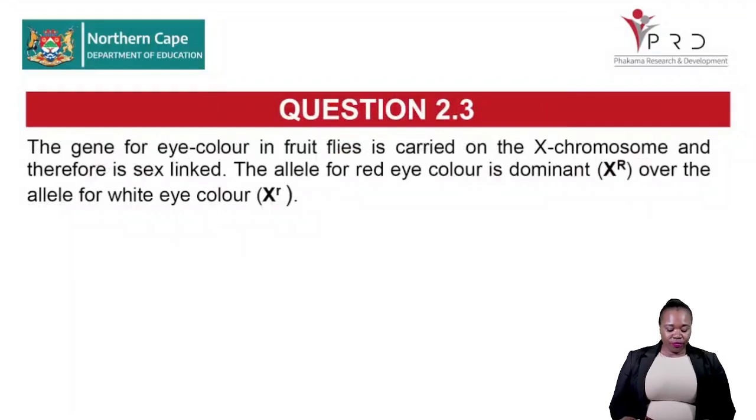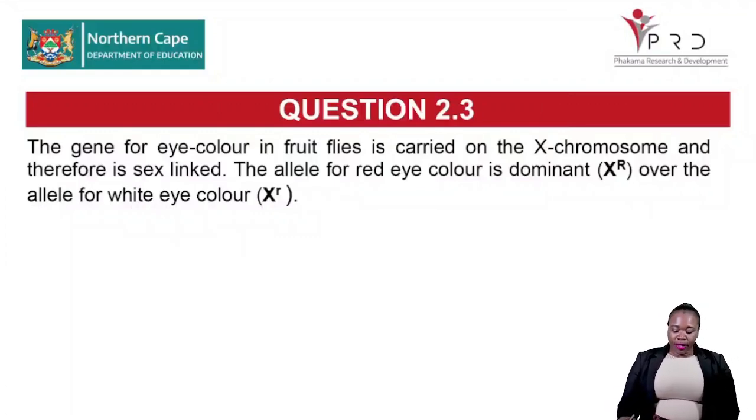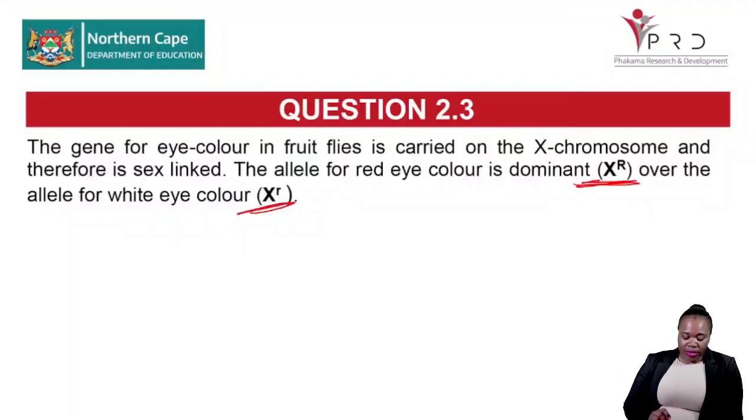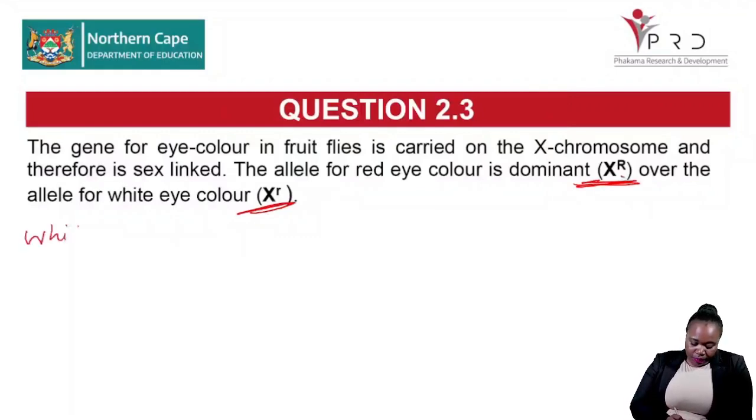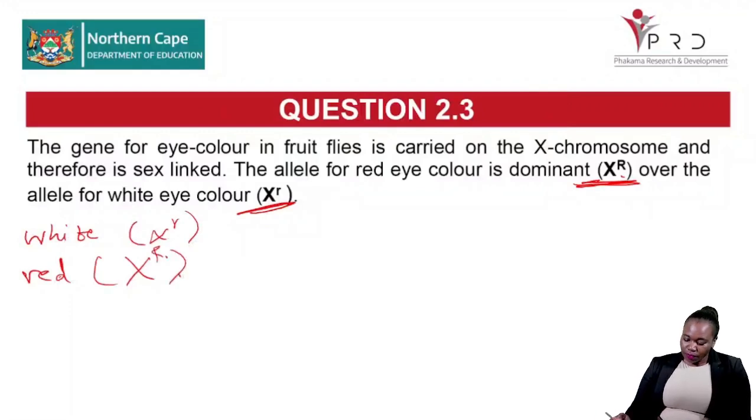2.3, it says the gene for eye color in fruit flies is carried on the X chromosome and therefore is sex-linked. The allele for red eye color is dominant over the allele for white eye color, which is what we have here. So this is recessive and this is dominant. So what do we have here? We have white, which is recessive, and we have red, hence we are using the letter R, which is dominant. Right.